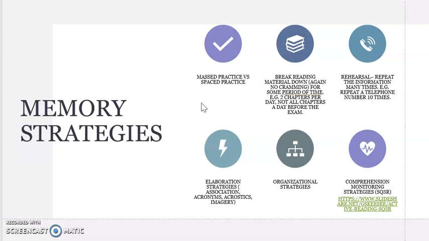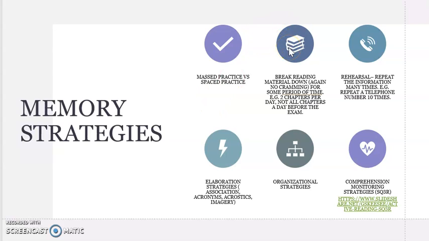Mass practice is not recommended. It is not good. Mass practice means that you are cramming, studying all the materials at one time. So you don't have time to understand, remember, and organize the reading materials. As compared to that, spaced practice is recommended, because spaced practice means that you space your studying over some period of time. Spaced or distributed practice allows time for the information to consolidate in the long-term memory.